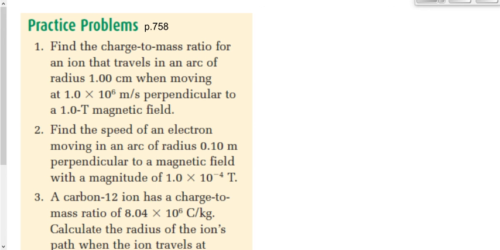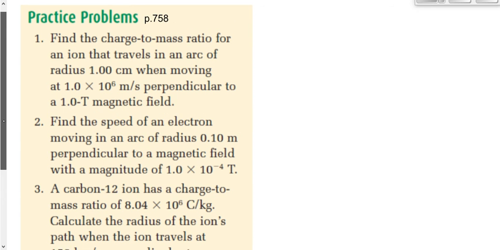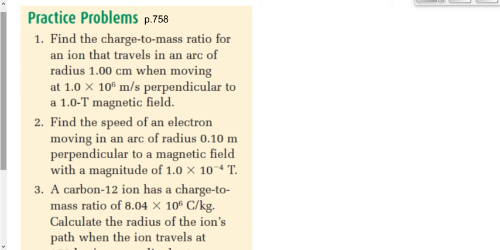Okay, try those 3 questions, please, on page 758. Those are your homework for tonight. Remember what I said a minute ago, right? Ion, okay, ion, carbon 12 ion. Don't worry about that. Just remember that works the same way as a cathode ray tube. It's not a cathode ray tube, it's a mass spectrometer, but it works the same way, except Q and M are different, that's all.